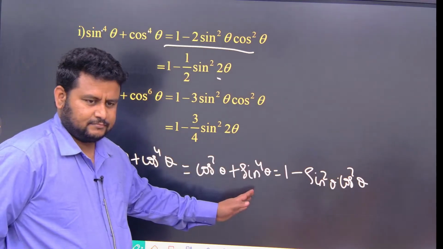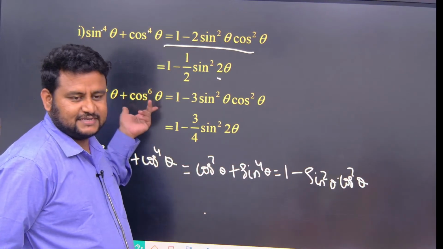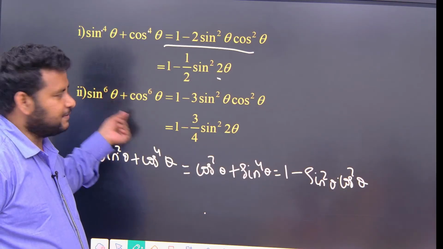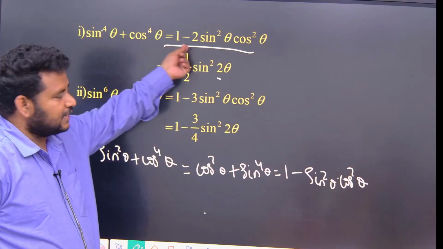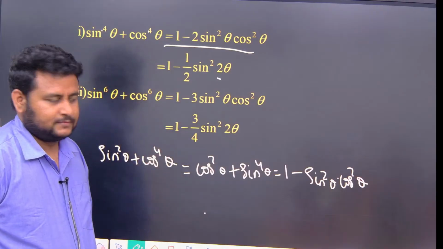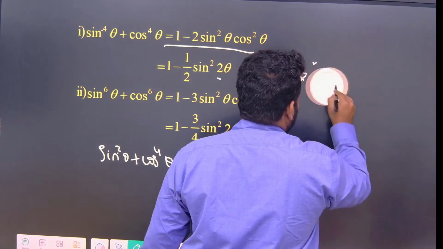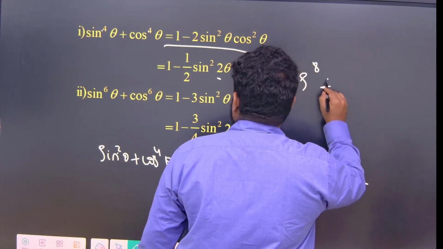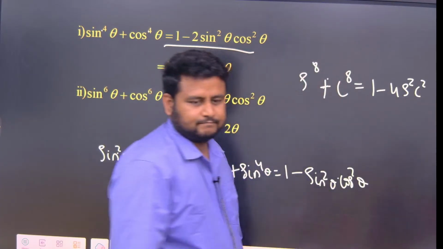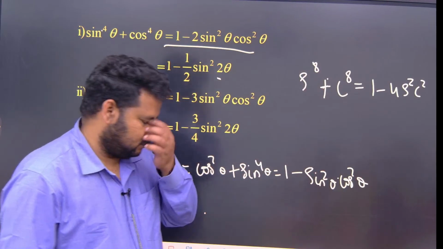Sin power 4 is there, but here the trick is the lowest power you have to divide by 2. Here everything is same, there is no point of lowest power. So whatever power we have, divide by 2. 6 divided by 2 you will get 3, and 2 divided by 2 you will get 1. So if I have 8, what I will get? 1 minus 4 sin square theta cos square theta. Let me write it in short form: sin power 8 plus cos power 8 is nothing but 1 minus 4 sin square theta cos square theta. Understood? If they give 10, 1 minus 5, 12, that's all.